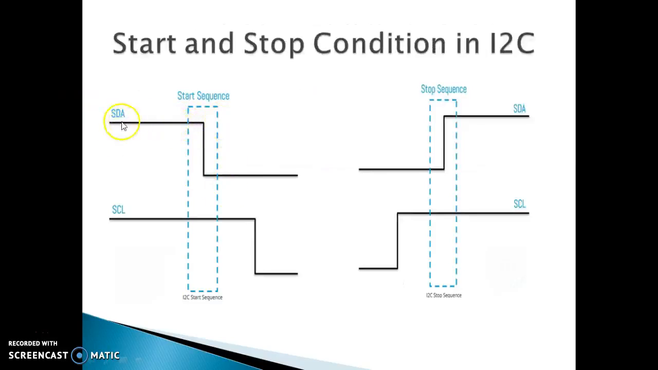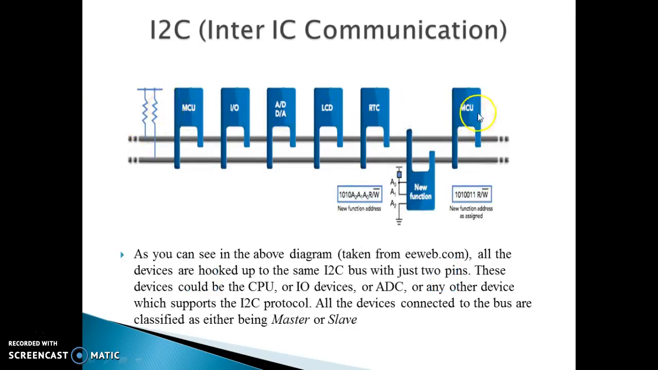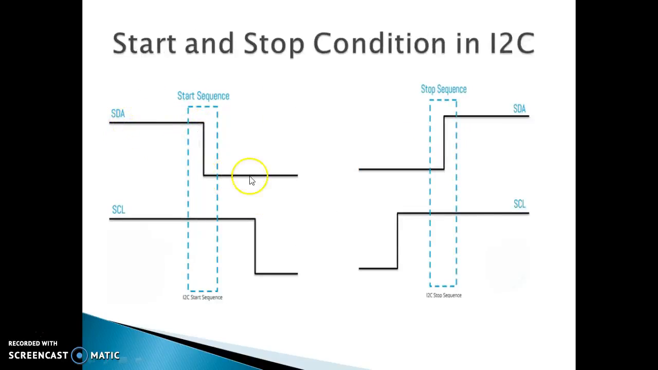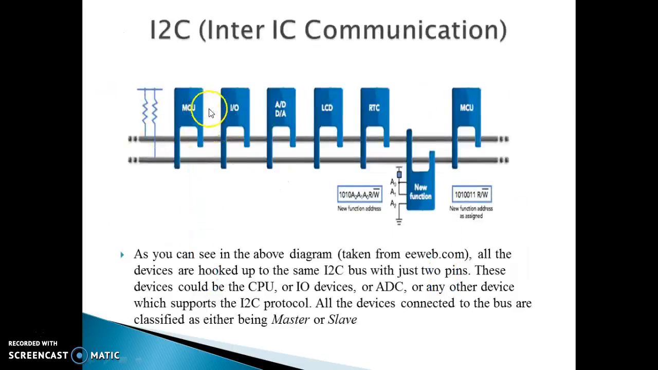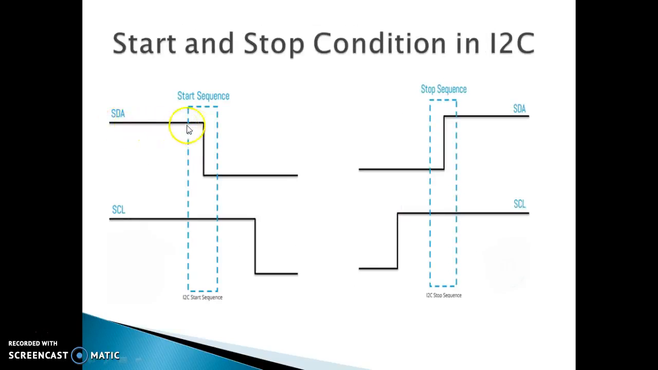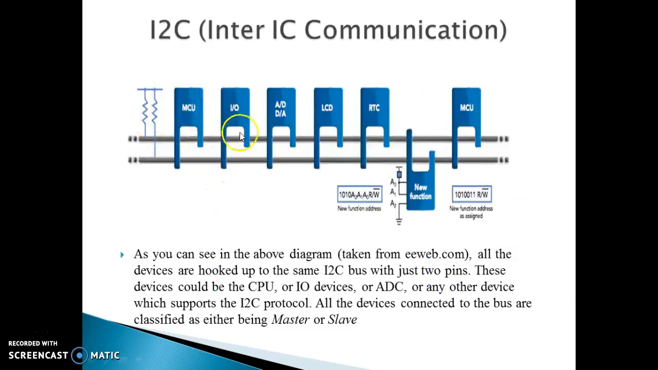The SDA line is initially high, and any one of these devices can pull this SDA line low. Whichever device pulls this SDA line low will act as master, and the others act as slaves. So if this microcontroller pulls this SDA line, which is high, to low, in that case the microcontroller is acting as master and the others are acting as slaves.